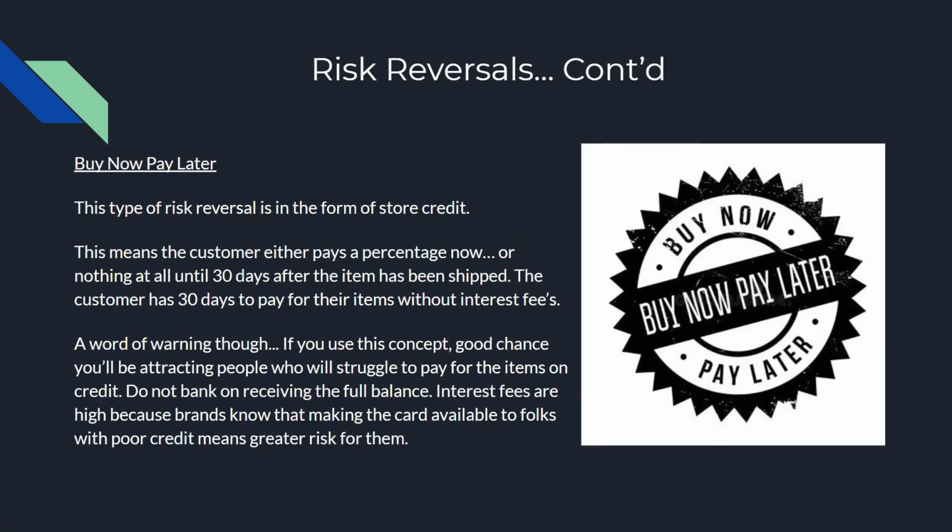Now, another risk reversal is the buy now and pay later, which you've probably seen before on certain stores. This type of risk reversal is in the form of store credit. This means the customer either pays a percentage now or nothing at all until, say, for example, 30 days after the item has been shipped. The customer has 30 days to pay for their items without interest fees. Now, if it goes over the 30 days, that's when interest fees start to kick in, and usually these interest fees are quite high as well.